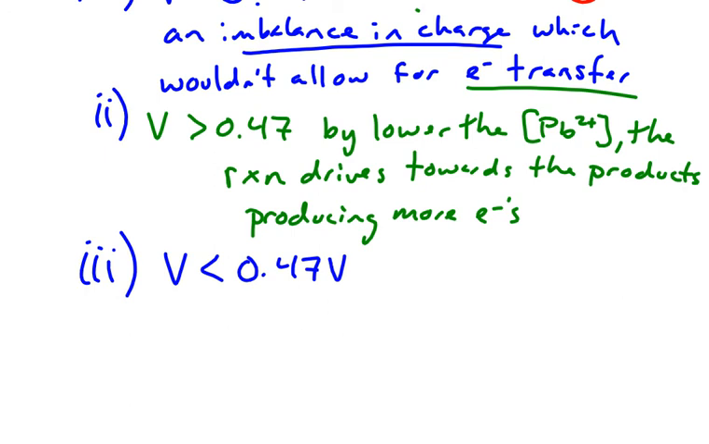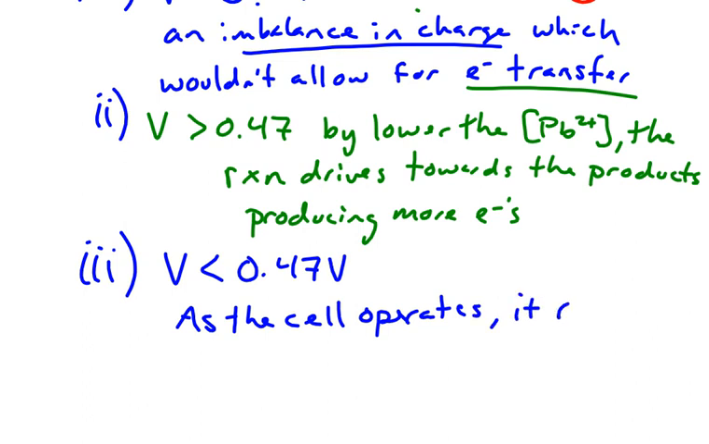Now, when the electrons finally get to the other side, do you know what it means for a battery to be dead? Anybody know the actual phrase for it? Do you remember? When it's actually dead, what have we reached? So we can use that. As the cell operates, it reaches or moves towards equilibrium.